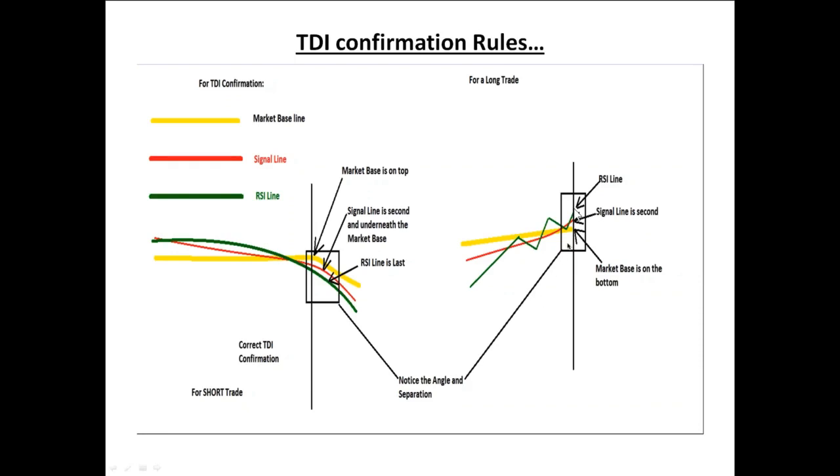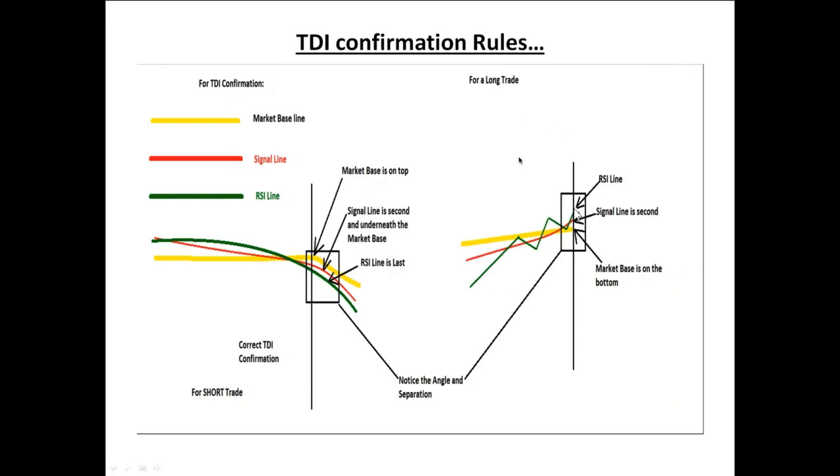Same thing conversely on the buy side. What you want to see is the market baseline on the bottom, signal line second, and then the RSI line on top, crossing over the signal line like that, and then the angle of separation starts to spread these three things apart when the trade moves away. So that's for a long trade.